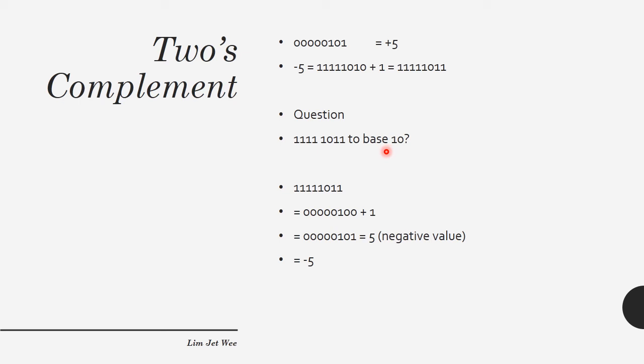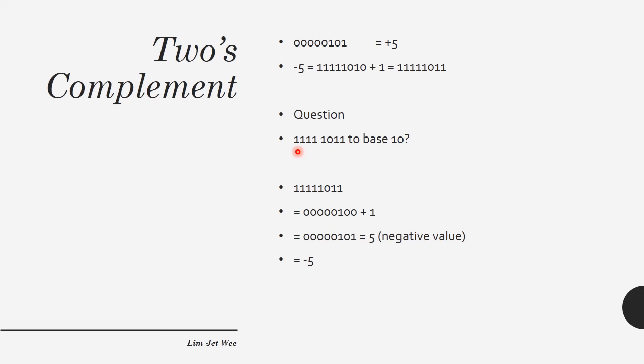The first thing I will do is look at the first bit, because the first bit will tell me whether it is positive or negative. Positive 5, first bit is 0. Negative 5, first bit is 1. If it's a 0, I won't do anything to it. I already have my answer, I just need to convert it to base 10. But in this question, my first bit is not a 0, it is a 1. So I know that it is a negative number.